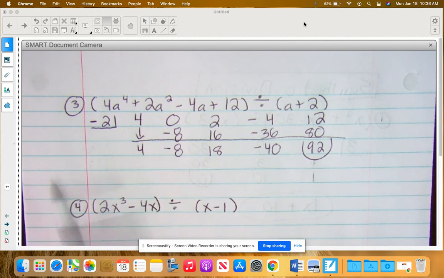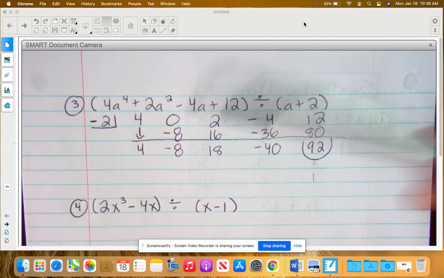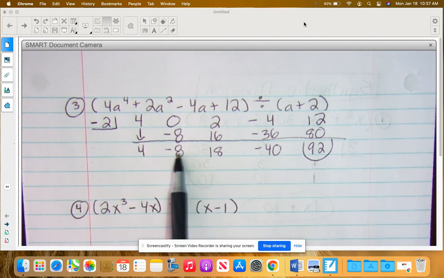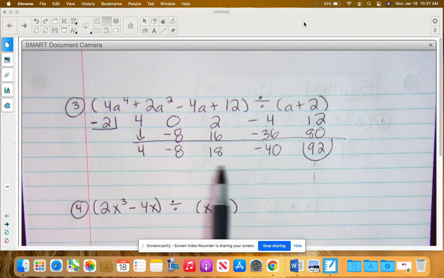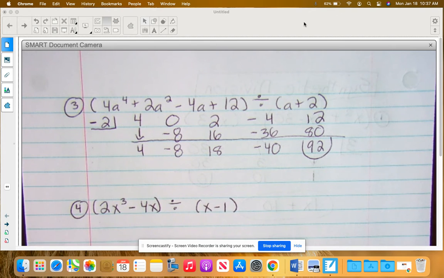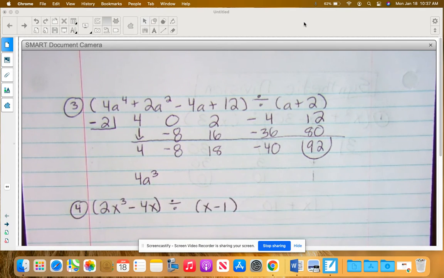Line up your coefficients. And we needed this placeholder because we were missing a to the third power. From here, multiply to the box, add. Multiply to the box, put your answer, add. Now you write your answer 1 degree below where you started from. We started a to the fourth power. So if I drop down 1, this is going to be a to the third power. So my final answer is going to be 4a to the third, and you keep going all the way till you get to a regular number.